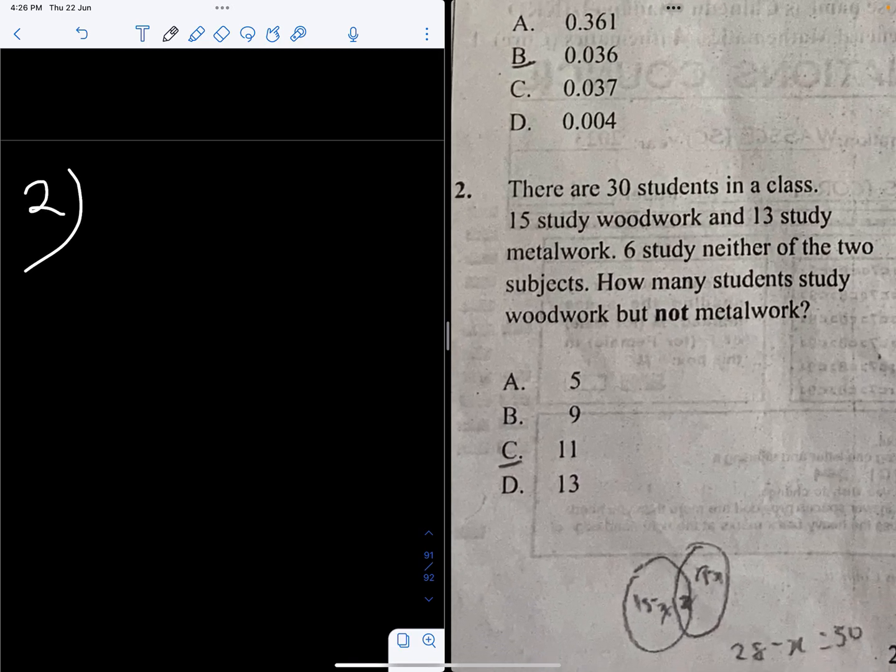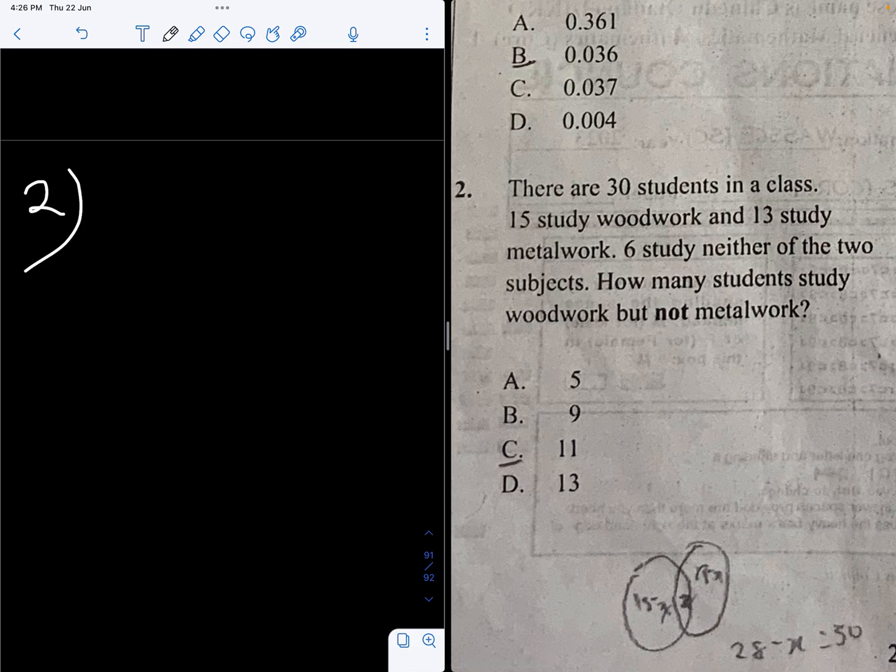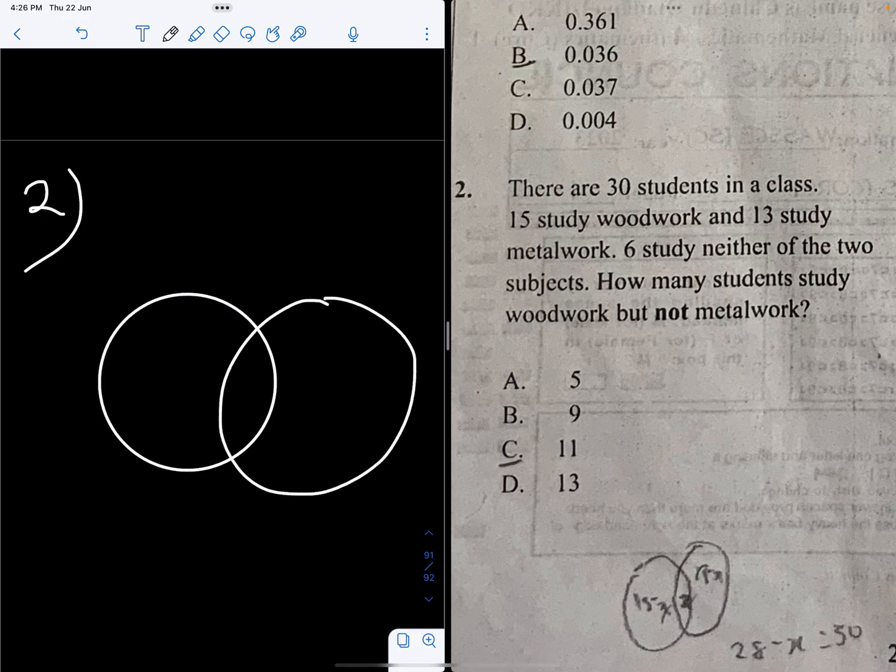Number two, there are 30 students in a class. 15 study woodwork and 13 study metalwork. 6 study neither of the two subjects. How many students study woodwork but not metalwork? Okay, I can represent that in a Venn diagram. I think that makes it easier. That's the Venn diagram.